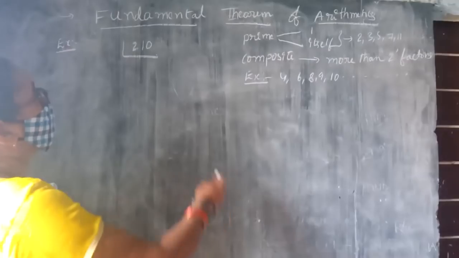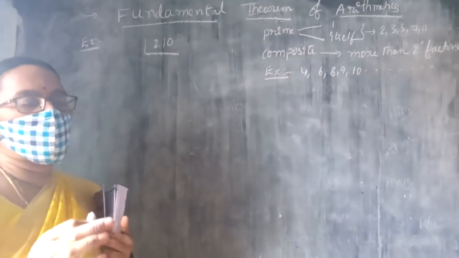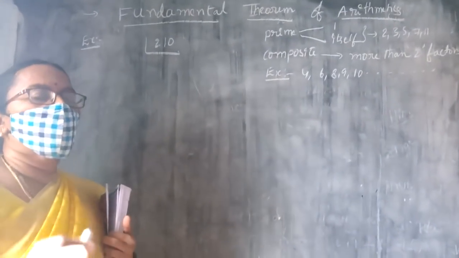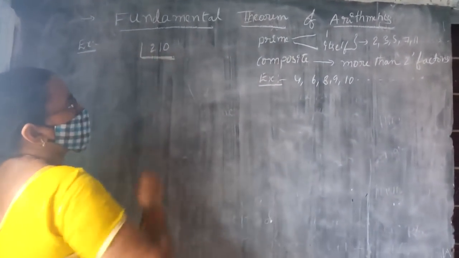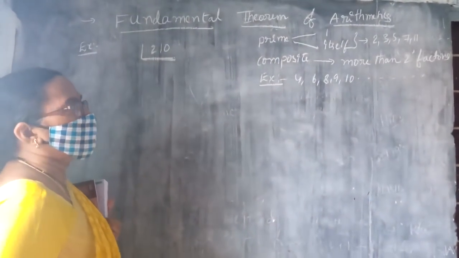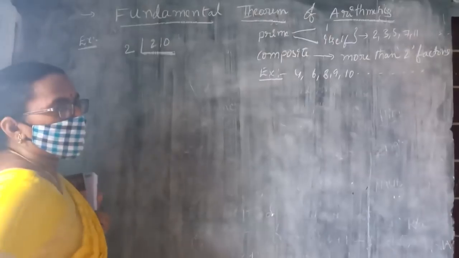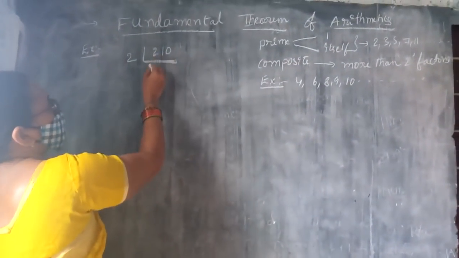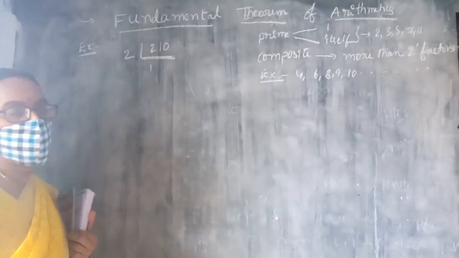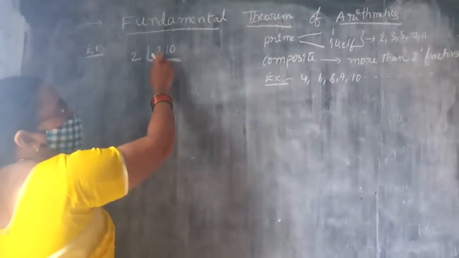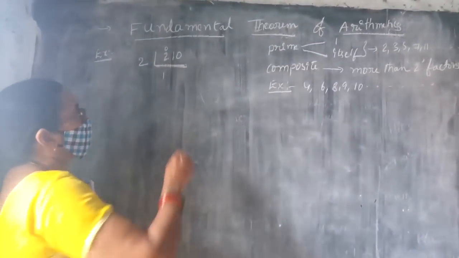What is the main motto of the fundamental theorem? We can change a composite number into a product of primes. Which prime? What is the smallest prime number? 2. So we take 2. How many times divisible? 1 time. 2 ones are 2. What is the remainder? We subtract 2 from 2. The remainder is 0.